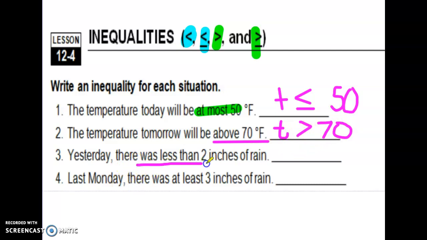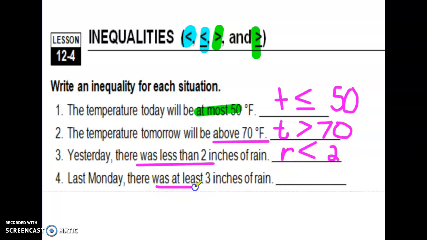Yesterday there was less than 2 inches of rain. So I'm comparing the rain to 2. Now the rain did not equal 2, it's less than 2. So it could be 1, it could have been 1.5 inches. So our rain was less than 2 inches.